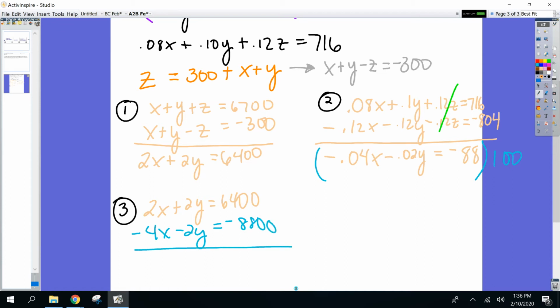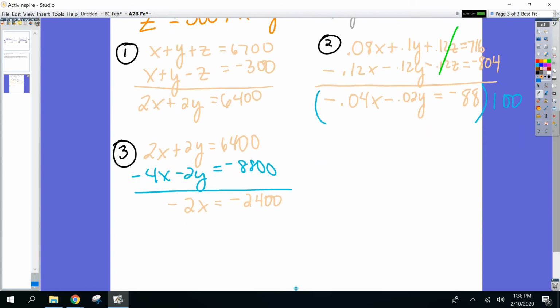All right. Moment of truth, right? This is where we cross our fingers and hope it comes out to be a nice number. Negative 2x equals negative 2,400. I think this is looking good, right? So how much did we invest at 8%? 1,200 bucks. That looks good.